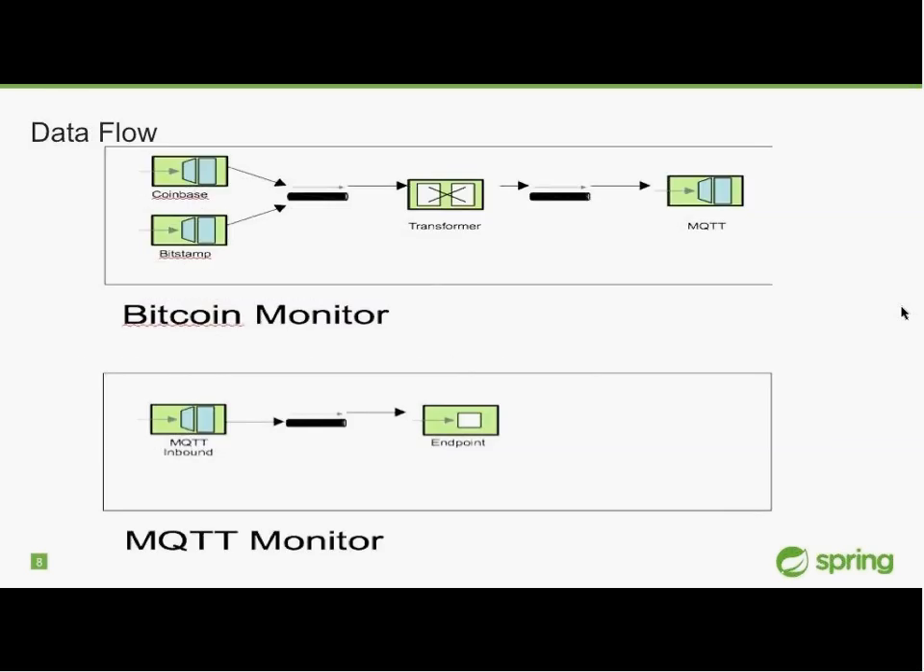So, again, this is our graphical representation of what we just talked about. Coinbase and Bitstamp are going to be the two. Coinbase is the bank, Bitstamp is the market. We're going to transform the data we receive from them into a common format and output it to the MQTT adapter. It's going to be sending it to a Rabbit broker. Once received by the Rabbit broker, our MQTT inbound from our MQTT monitor is going to pick that up and send it to the endpoint, where that endpoint is going to do, of course, the recording of the receipt of the message and uptick that counter.